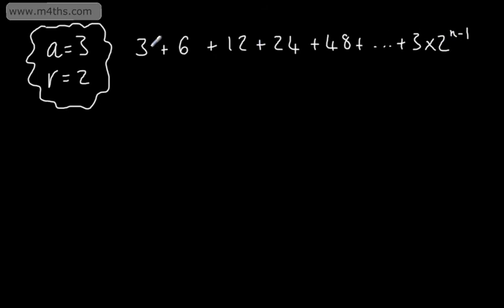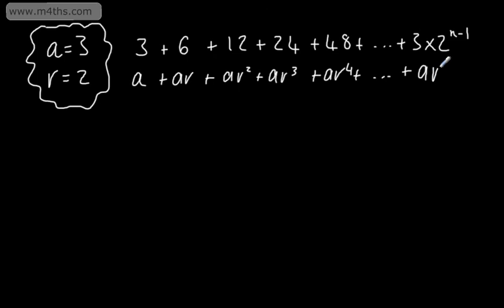If we wanted to write out an expression for each of these, this one is a, then we add to it ar, we add ar squared, we add ar cubed, we add ar to the fourth, right the way up, and of course our nth term is ar to the n minus 1, as we've seen in previous videos.